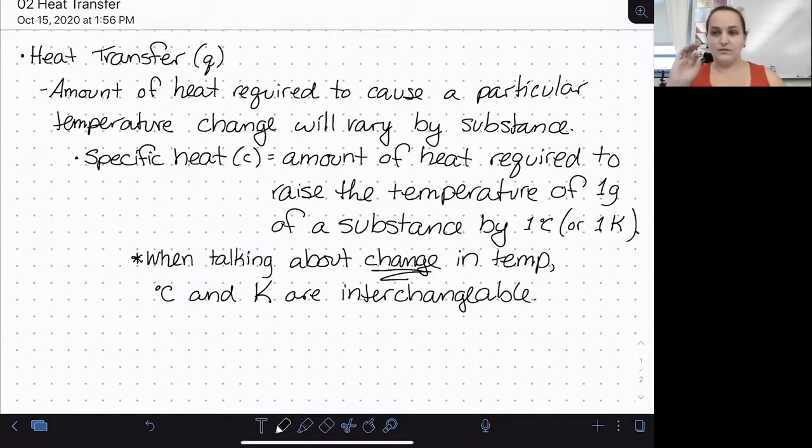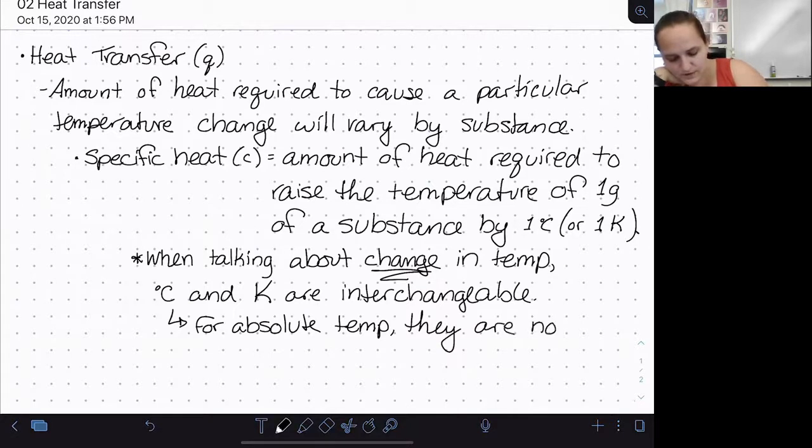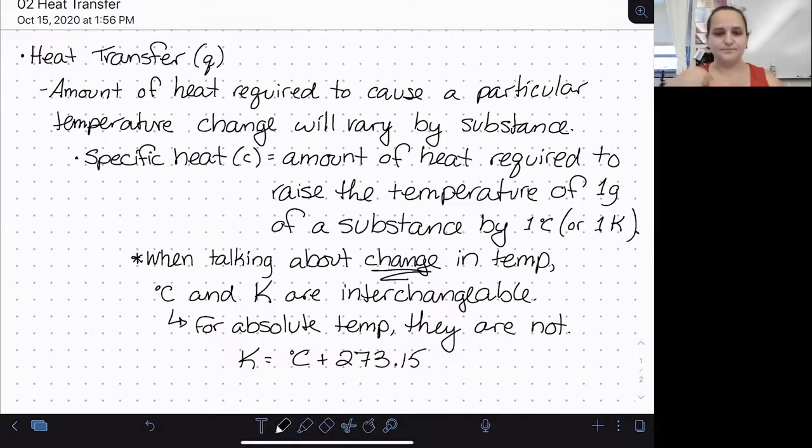When we're talking just about one temperature reading, they are not. For absolute temperature, not a temperature change, you need to be able to convert between the two. And the conversion factor to get to Kelvin is just degrees Celsius plus 273.15. Sometimes you'll see it as just plus 273, but more precisely it is 273.15.